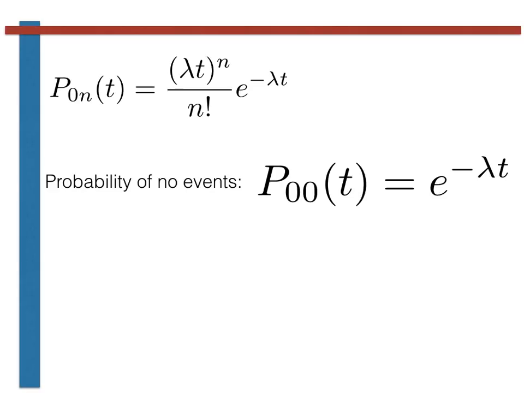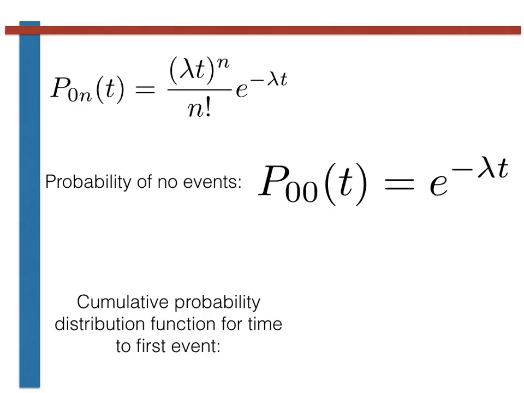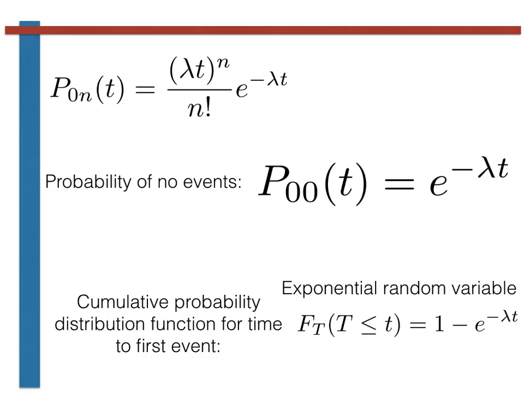If we take 1 minus the probability that no events have occurred by time t, then we obviously get the cumulative probability distribution function for the time until the first event, which is shown at the bottom of this slide. This is the cumulative probability distribution function for an exponential random variable, however, which we already know how to generate.